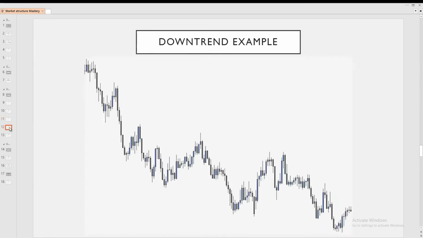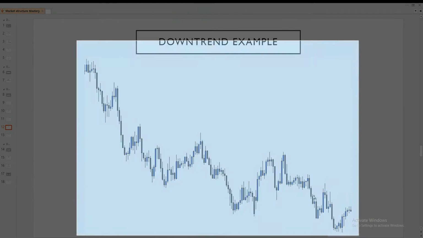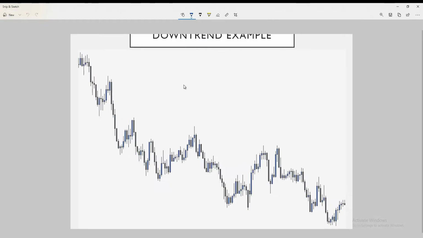All right, and again, as always, let's have a look at an example. Bear with me. Screenshot this one right here. And here we go with our new example.